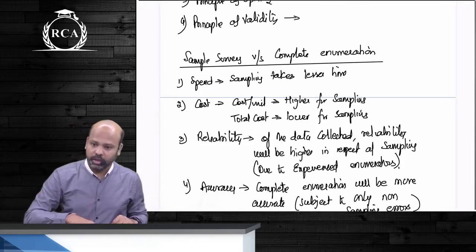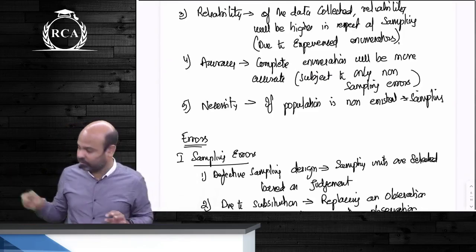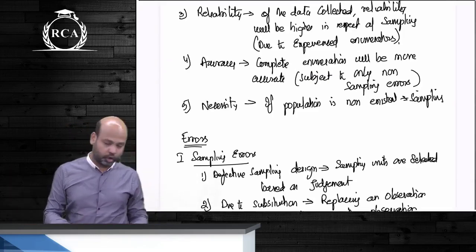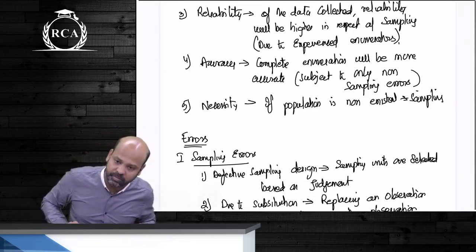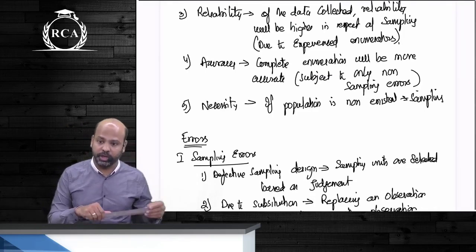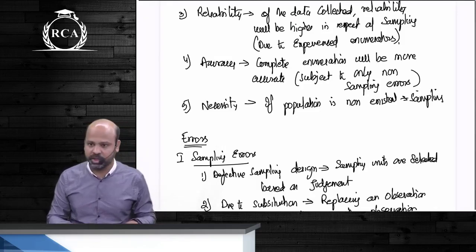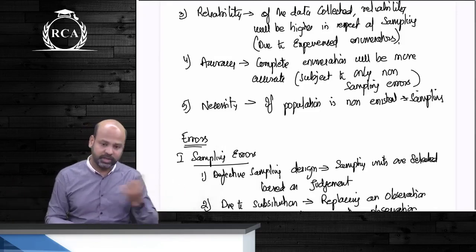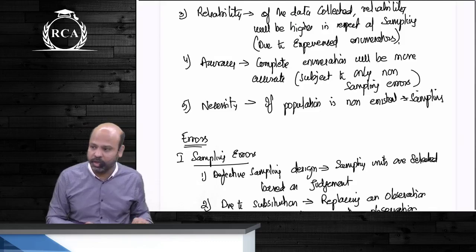Are we clear? The last point, beta, was necessity. If the population is no longer in existence, guys, then obviously you will have to resort to sampling. And if it is mandatory or important that you verify all the observations under consideration, then you cannot resort to sampling. You will have to do complete enumeration. When government collects data, guys, it has to be complete enumeration and not sampling.